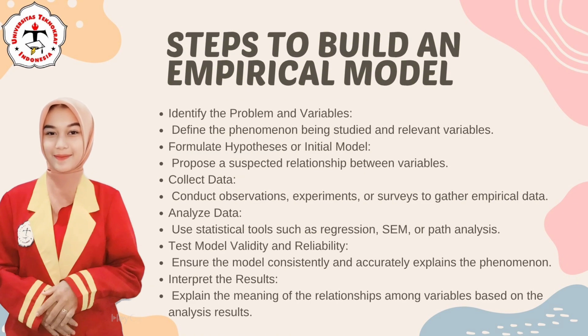Next, steps to build an empirical model. 1. Identify the problem and variables. Define the phenomenon being studied and relevant variables. 2. Formulate hypotheses or initial model. Propose a suspected relationship between variables. 3. Collect data. Conduct observations, experiments, or surveys to gather empirical data. 4. Analyze data. Use statistical tools such as regression, SEM, or path analysis. 5. Test model validity and reliability. Ensure the model consistently and accurately explains the phenomenon. 6. Interpret the results. Explain the meaning of the relationships among variables based on the analysis results.